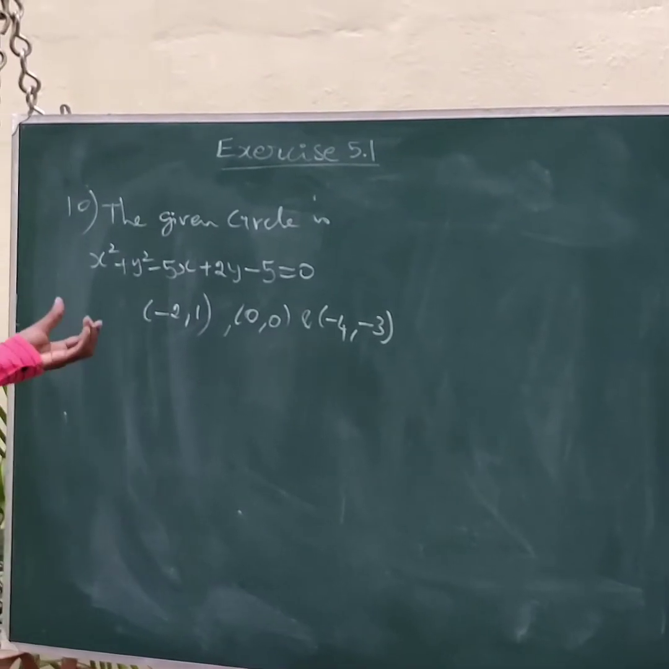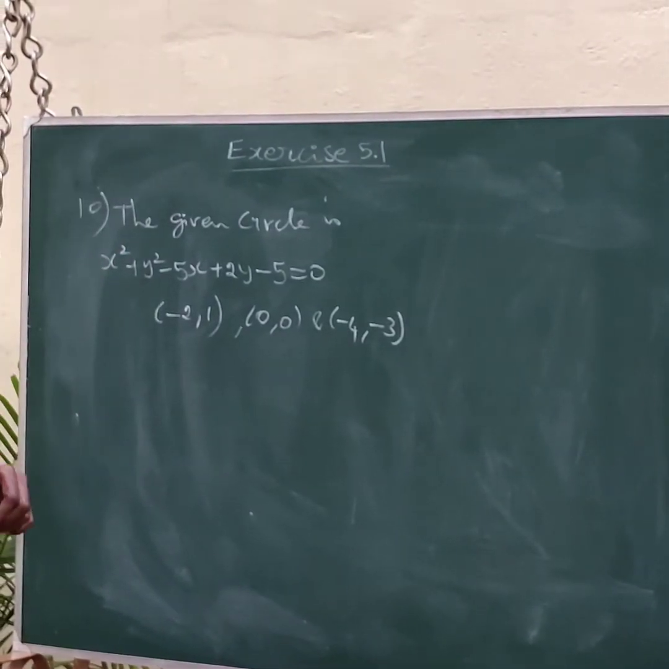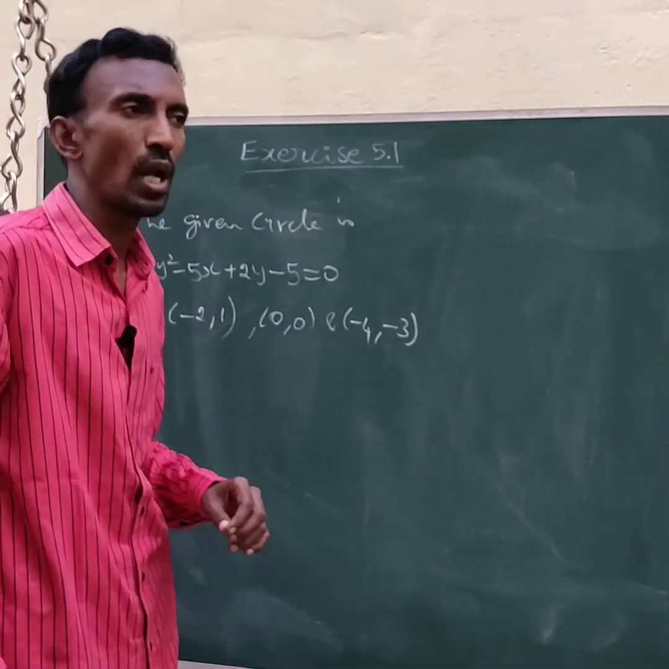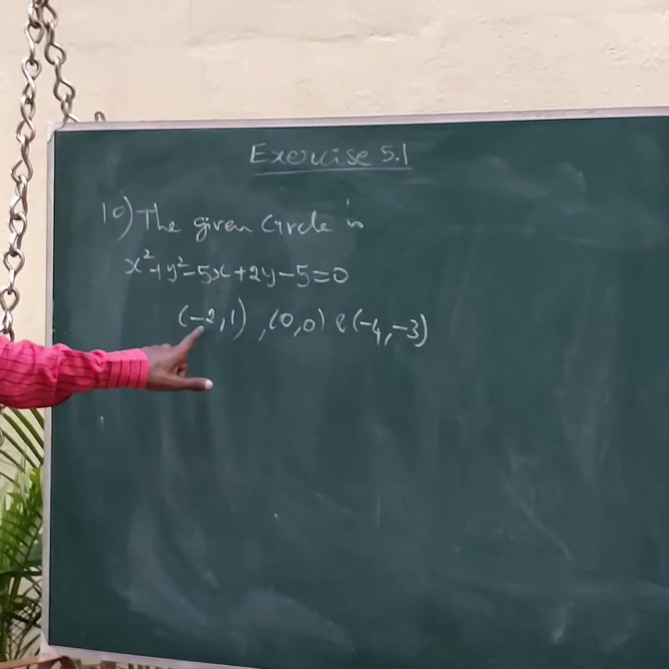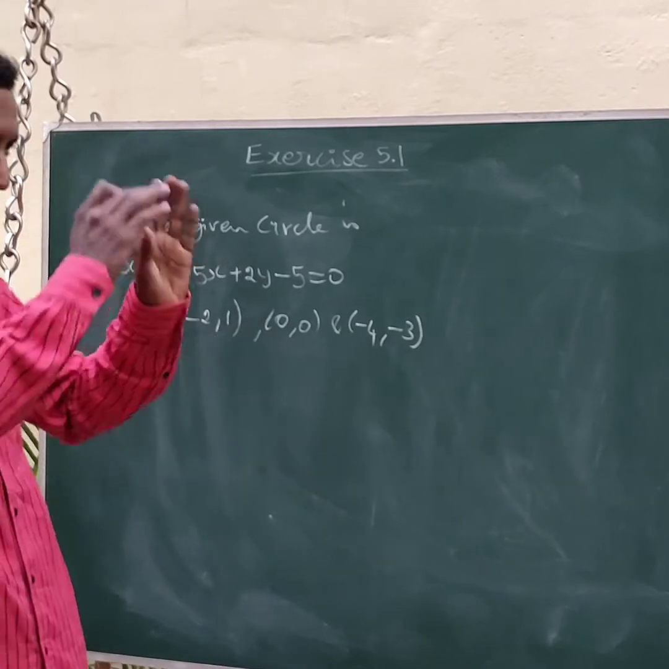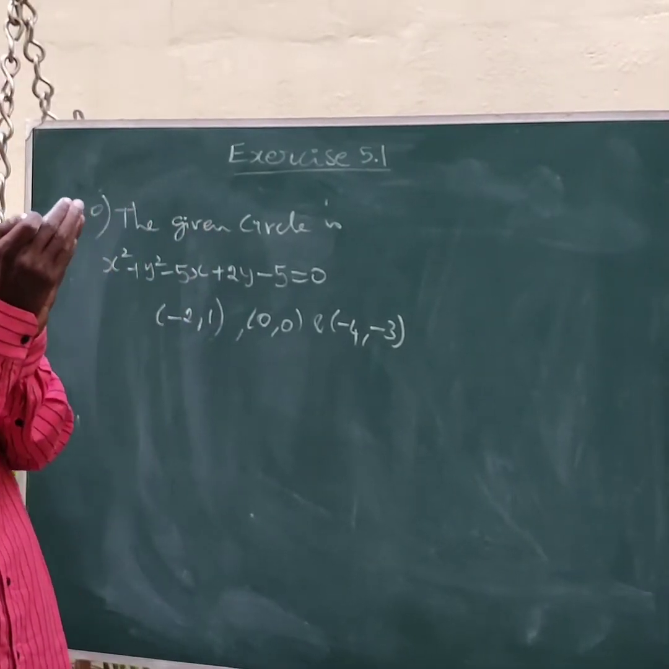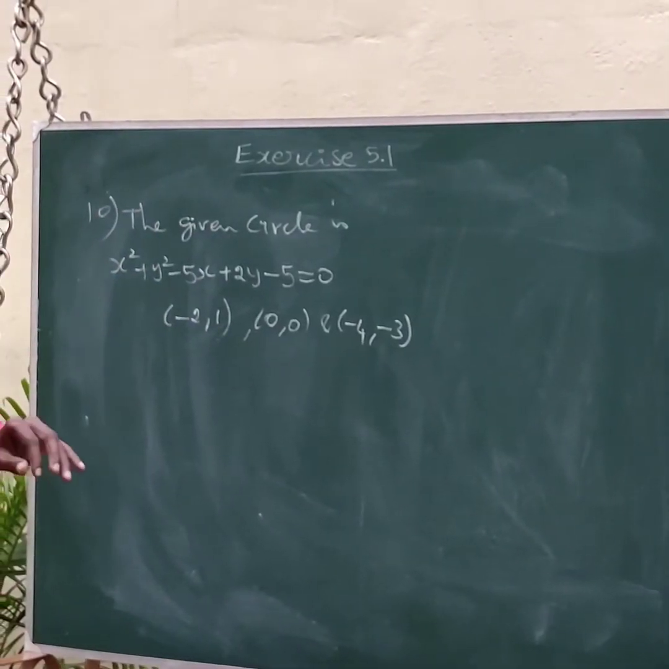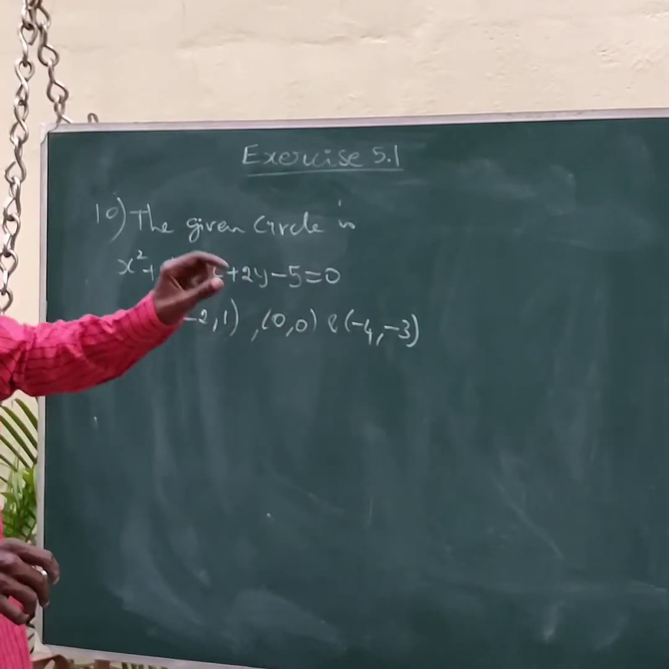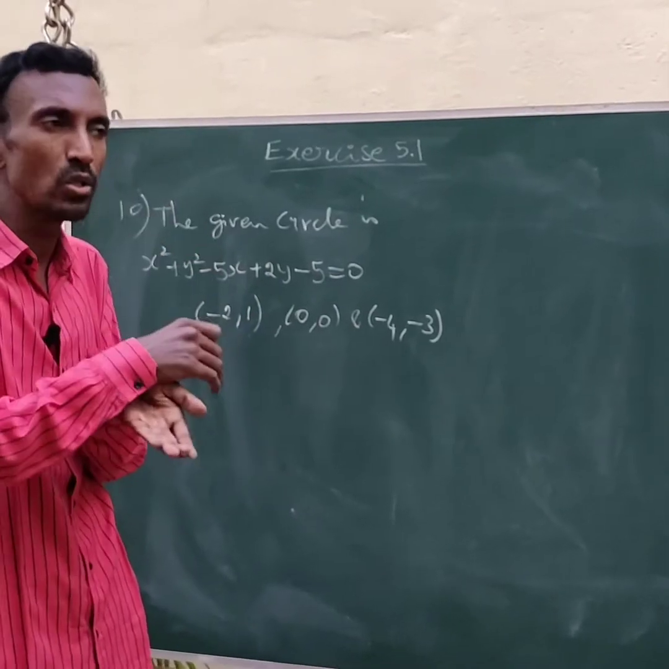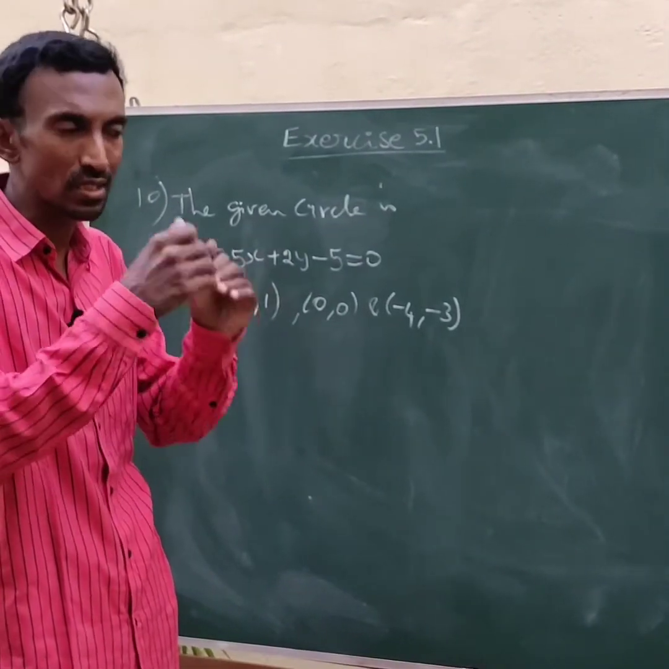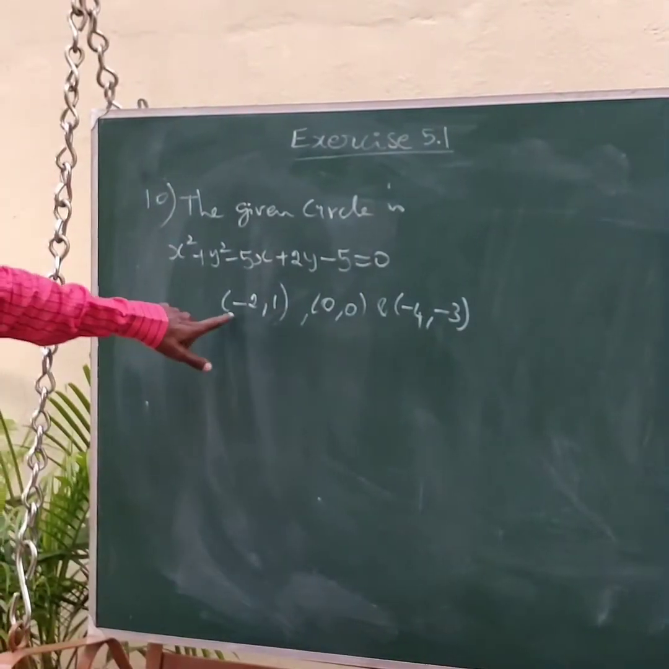So already I told you, if there is a general equation x square plus y square plus 2gx plus 2fy plus c equal to 0, in the left hand side just replace x by this value, y by this value and obtain the value of that left hand side. If it is positive, the point lies outside. If it is equal to 0, the point lies on the circle. If the value is negative or less than 0, the point lies inside the circle. Now let us see one by one.